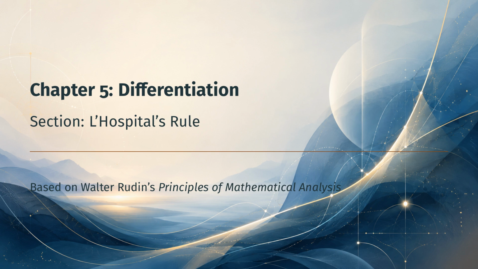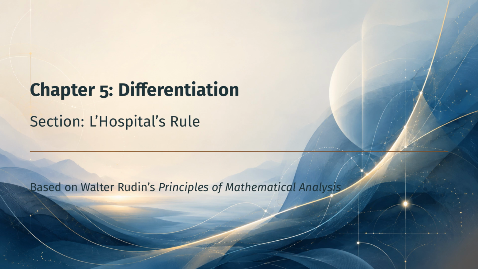Welcome to Chapter 5, Section 4, L'Hôpital's Rule. In the previous sections, we built up the machinery of differentiation and proved the mean value theorems. Now we put that machinery to work on a very practical problem, evaluating limits of quotients where both the top and the bottom rush to zero, or where the bottom blows up to infinity.